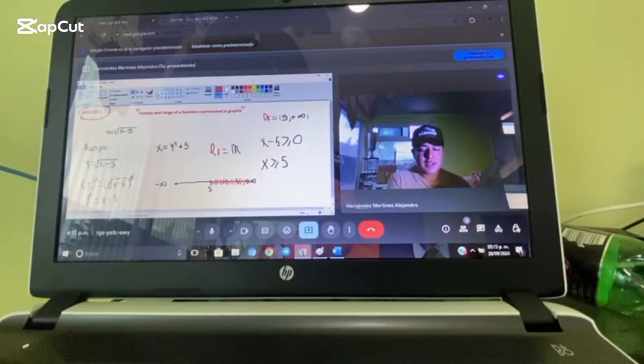Hello, in this video you will see an example of the range and domain of a function with graphical representation, to know the domain and range of a function. At the top, the function f(x) = x² - 9 is given.